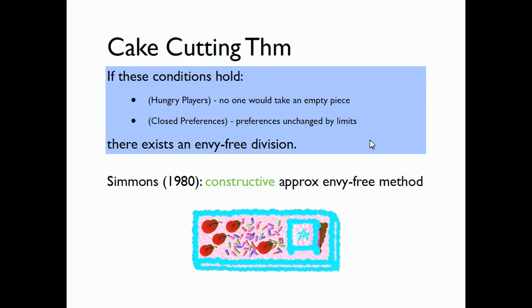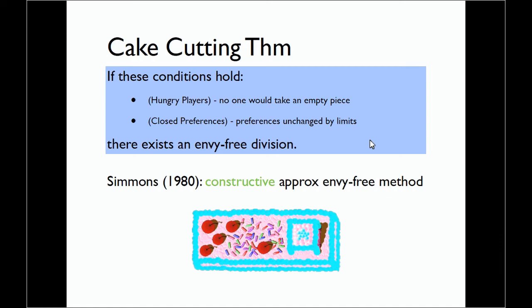The only assumptions we've made here are that the players are hungry and that the preference sets are closed, which means in the analysis sense, it's a closed set. If you have a limiting sequence of divisions where Alice prefers piece two, then she will continue to prefer it in the limit. Only two assumptions we've made.